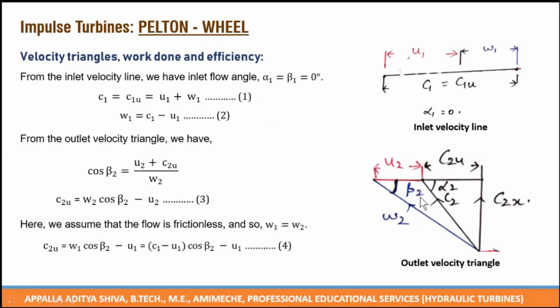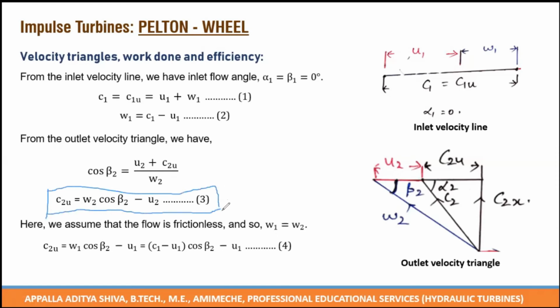Now from the outlet triangle, we have to derive the Euler energy equation. In the Euler energy equation, we use the whirl component. So we derive the whirl component in this case. We take the cosine component, cos beta 2, adjacent to theta, that is U2 plus C2u adjacent to beta 2, divided by the hypotenuse, that is W2, and therefore we arrive at this relation. This is a key relation when we are deriving.